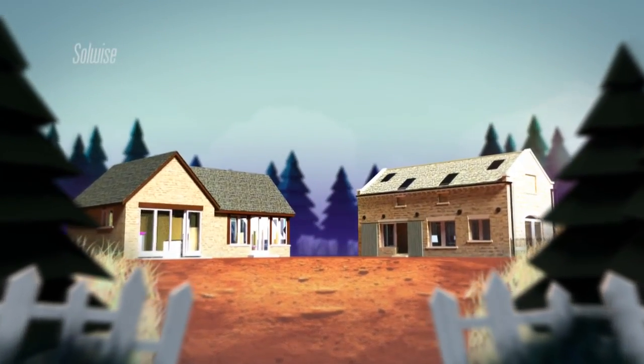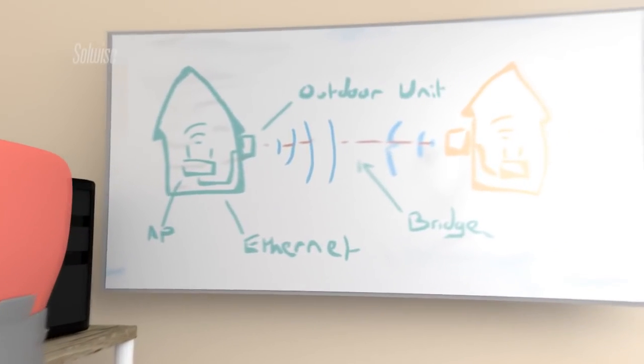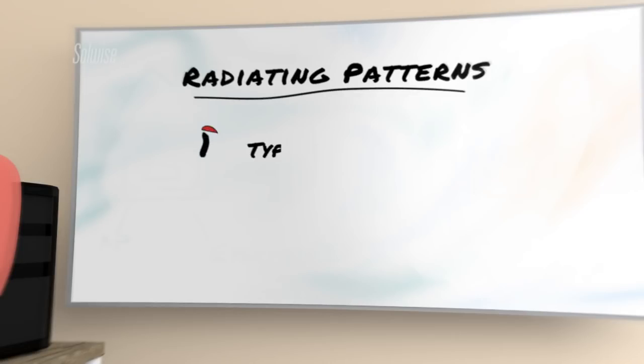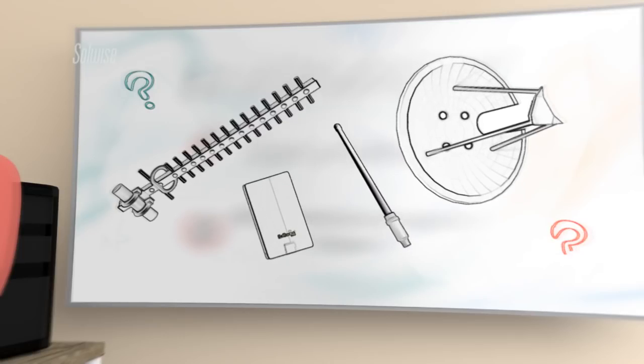Solwise carry a wide range of antennas for Wi-Fi, 3G and 4G mobile data applications. This short introduction should help the uninitiated make some sense of the types of antenna that we carry and explain some of the terms listed in the specifications for them. This should help you in making a selection to best meet your needs.